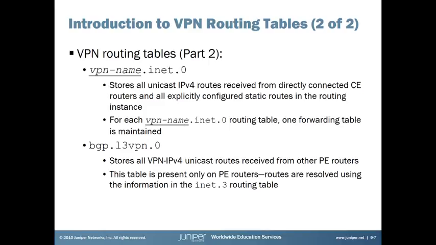Okay, we have this VPN name.inet.0 table. This is where the unicast IPv4 routes are. So this is our VRF table here. These are the tables that belong to the customer, and there's this bgp.l3vpn.0 table where the unicast routes are received. So those are the great big long ones with the route distinguishers and the MPLS label. Everything arrives in the bgp.l3vpn.0 table.